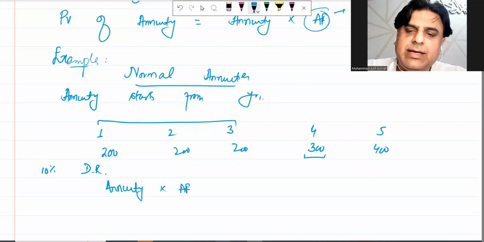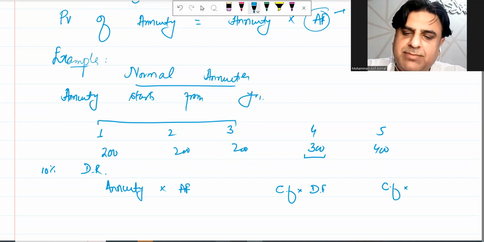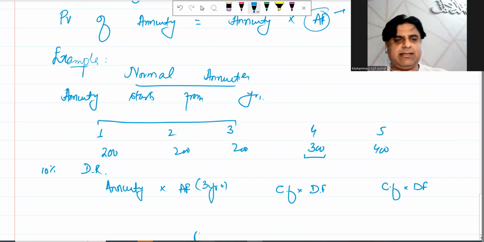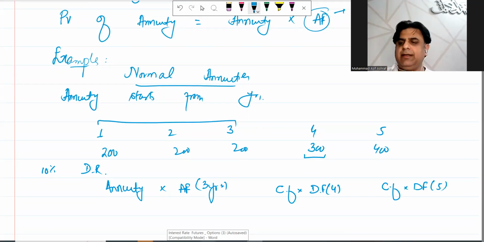Years 4 and 5 are not in the annuity, they are simple cash flows. So those cash flows must be multiplied with the discount factor of year 4 and year 5. Here we have an annuity of 3 years, so I will multiply it with the annuity factor of 3 years.